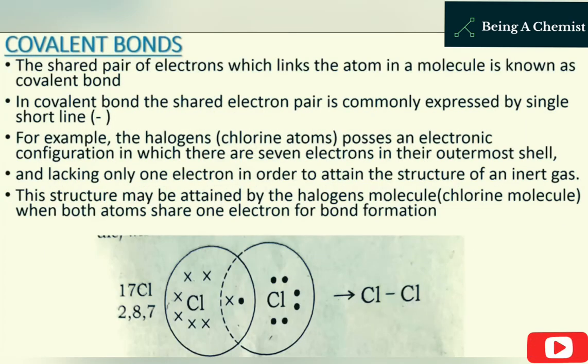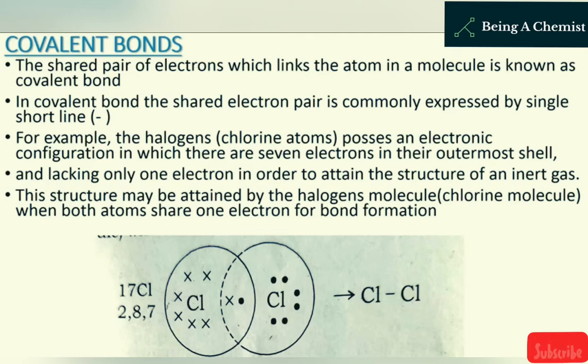Now have a look at covalent bonds. The shared pair of electrons which links the atoms in a molecule is known as a covalent bond. As we have already discussed, those bonds which are formed by the sharing of electrons, not by the transfer of electrons, are known as covalent bonds. In a covalent bond, the shared electron pair is commonly expressed by a single short line, as you can see in the small bracket. By this line, covalent bond formation is expressed.